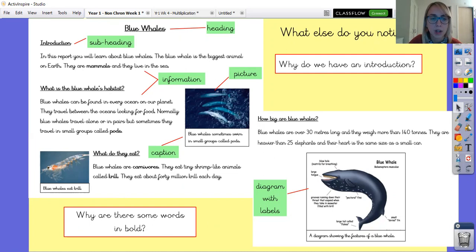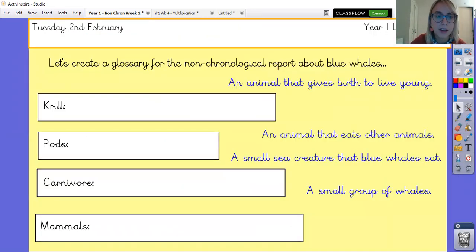Now, why are there some words in bold? Okay, now hopefully you remembered yesterday that some of the words in bold are some words which perhaps you might not know the meaning of. They might be more technical or scientific words. Can you remember where we might look to see what these words mean? What part of a non-fiction book can we look in to find out what these words mean? That's right, year ones, it's the glossary. So we are actually going to make the glossary now together for the non-chronological report about blue whales.